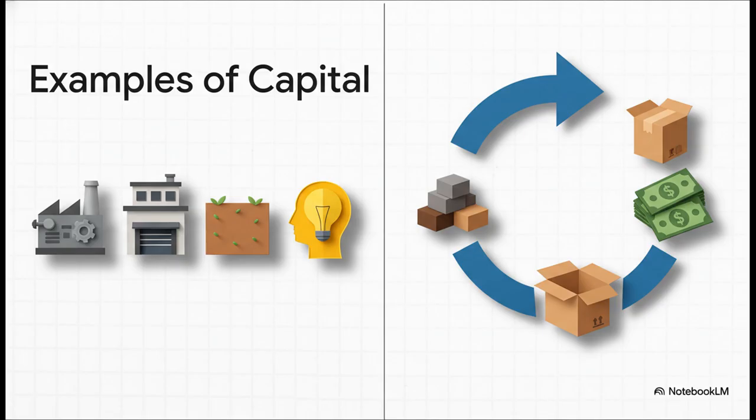When we talk about fixed capital, we're talking about things like the machinery in a factory or commercial buildings. And what I find really fascinating is that Smith even included acquired skills, what we now call human capital, in this category. Now, circulating capital is all about motion: your inventory of products, the raw materials you buy, and, of course, the cash you use to pay wages.